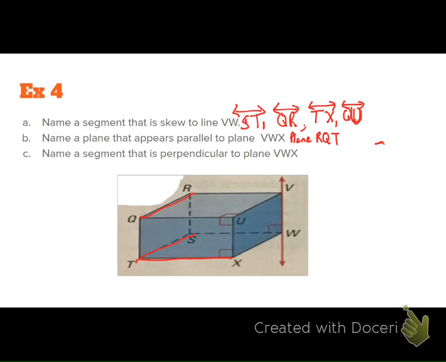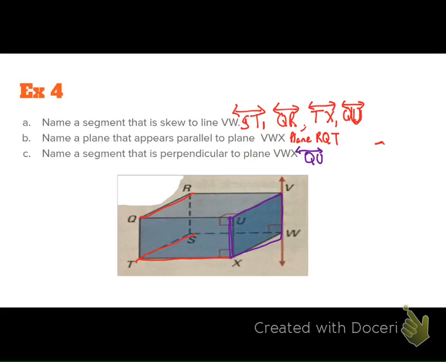Okay, and then we want to name a segment that is perpendicular to the plane. What does it mean to be perpendicular? Intersects, forms a right angle. So we're talking about that plane again, that VWX. Which segments or lines form perpendicular lines? Yep, Taylor? QU works. So you have QU. We have a couple others. So I want us to name them just in case.